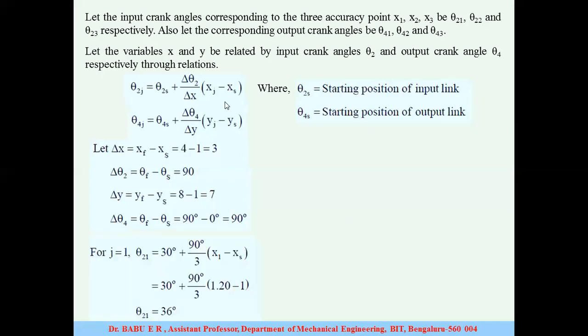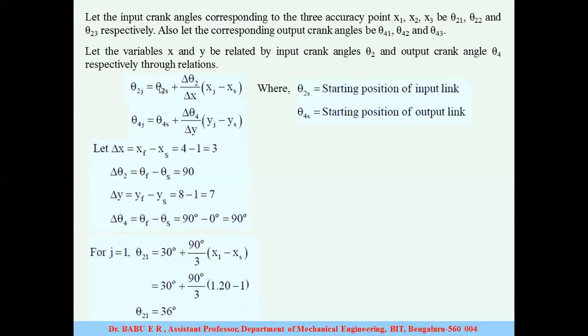Now take this equation, theta 2j equals theta 2s plus delta theta 2 by delta x into xj minus xs. Now I will find the corresponding input crank angles, that is theta 21, 22 and 23. I just substitute the value of j as 1, 2, 3, and then we get the input crank angles theta 21, theta 22 and theta 23. The rest are constants; only the value of xj changes.